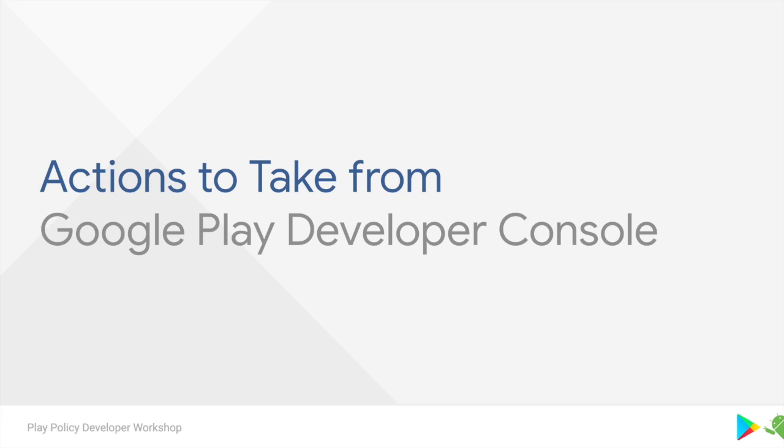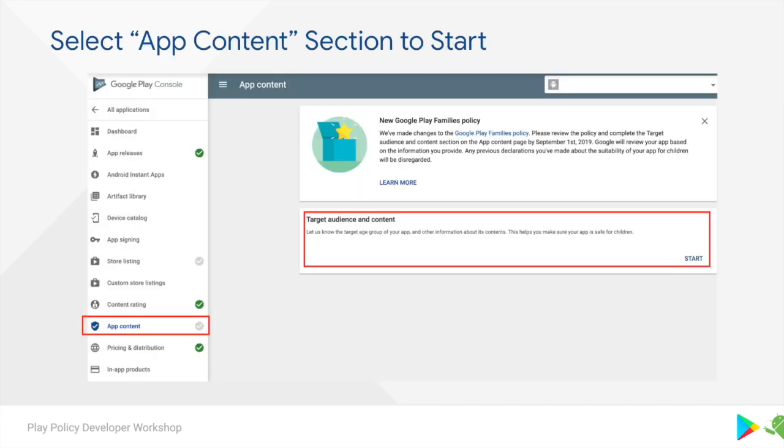And here come the key actions you must take from the developer console to become compliant with the new families policy. To start the process, you'll have to choose an app from your Play developer console and select the App Content section. And you'll find an option to start the target audience and content setup process. Again, the policy applies to all apps that are published and the new apps, which means you really need to do this process for all published apps.